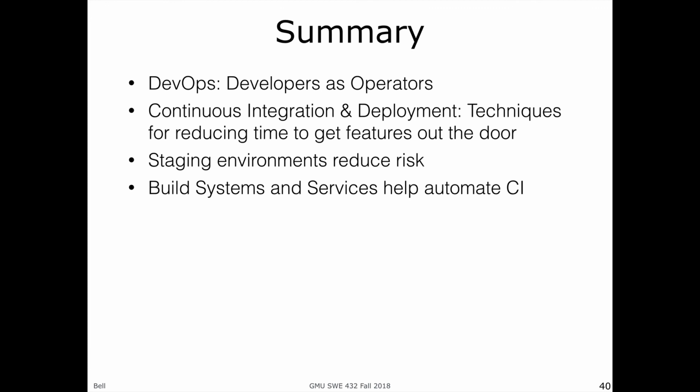So, summary, wrap up from this lecture. We talked about a lot of software process techniques, right? Less code, more the how, the human side. Key buzzwords, we had developers as operators, that was DevOps. We had all of the continuous things, continuous integration, continuous deployment, continuous delivery, those techniques for reducing the latency, the time that it took to get features out the door. We talked about staging environments to help reduce risk, and build systems and services to help automate continuous integration.